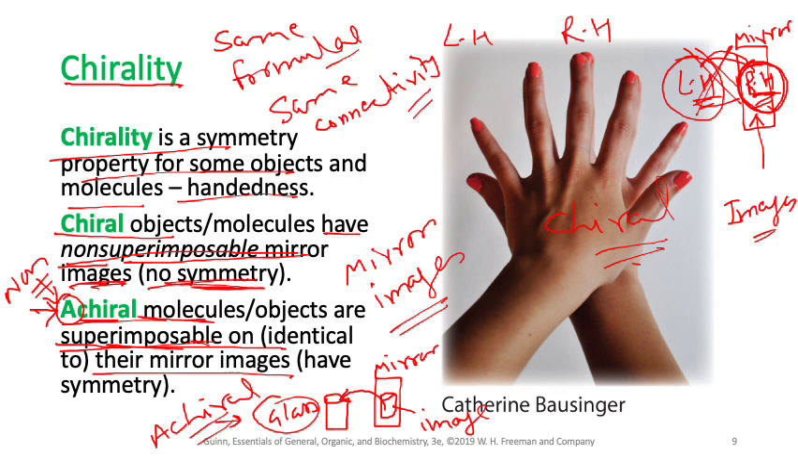So just remember from this topic that chiral objects or molecules are those that have non-superimposable mirror images, meaning no symmetry, and achiral molecules are objects that have superimposable mirror images, right? That means they have symmetry. So this is the concept that you're going to learn from this slide.